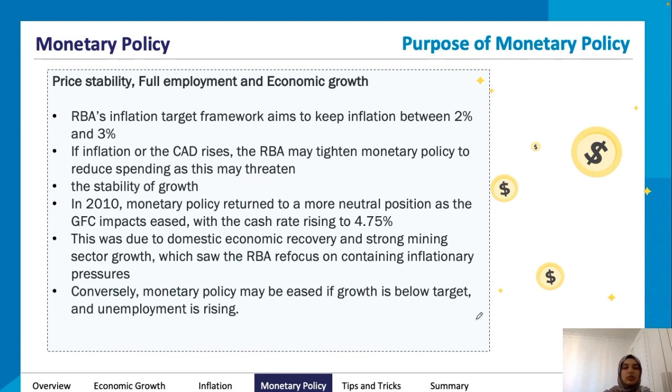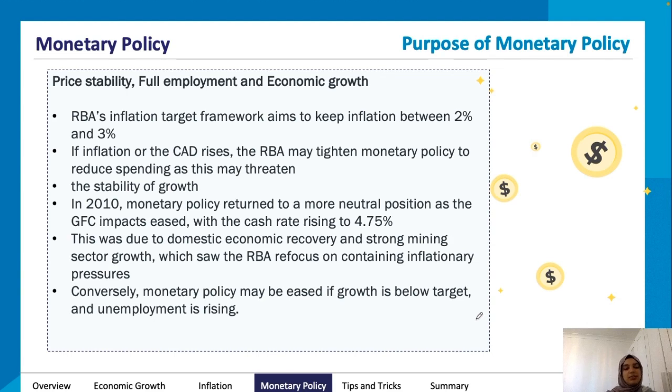If inflation or the CPI rises, the RBA may tighten monetary policy to reduce spending, as this may threaten the stability of growth. What does this mean? It means that if inflation rises, which means the price of goods and services is going up too high and people are spending too much, they're going to tighten up and reduce spending. They're going to increase the rates so that it becomes harder for people to borrow, and people will start saving their money. They won't borrow as much, and it's going to push inflation back down.